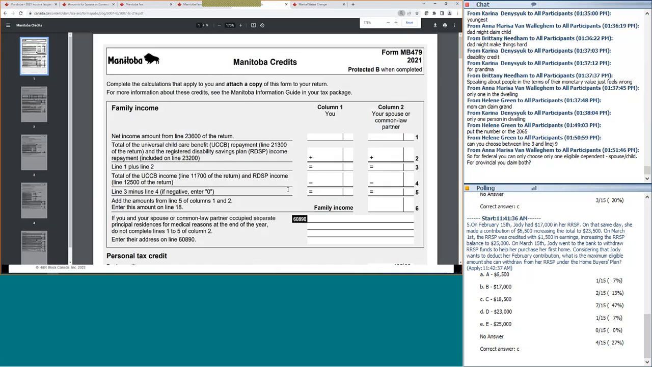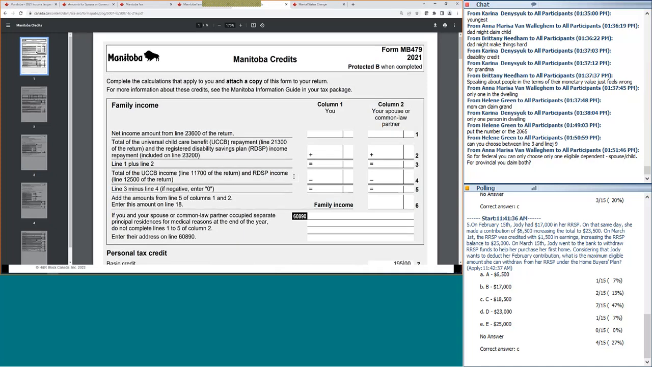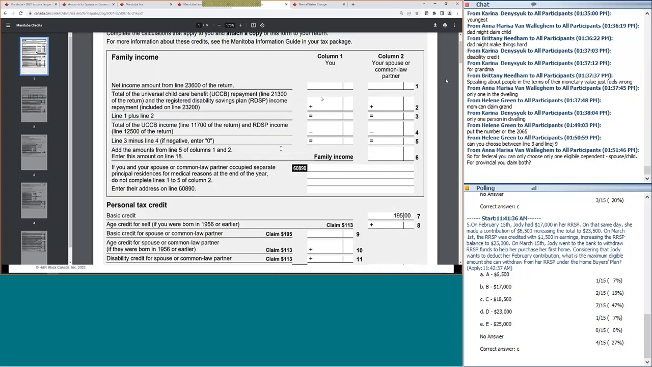Personal tax credit is by family. So if you have a spouse, you have to pick who's going to claim it, you or your spouse. We'll look at that when we get to our review problems as well. So we'll talk about that more next class. I'll do that at the beginning of class.